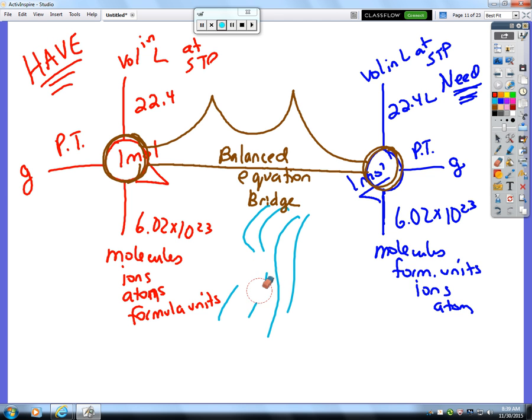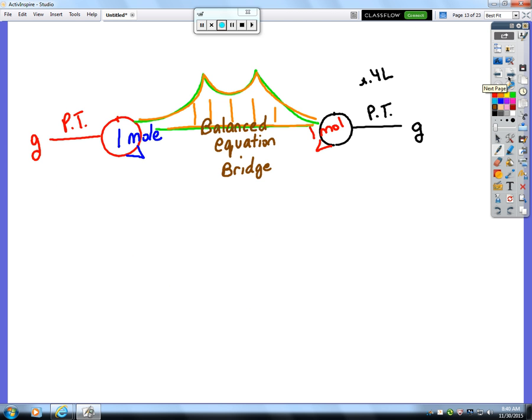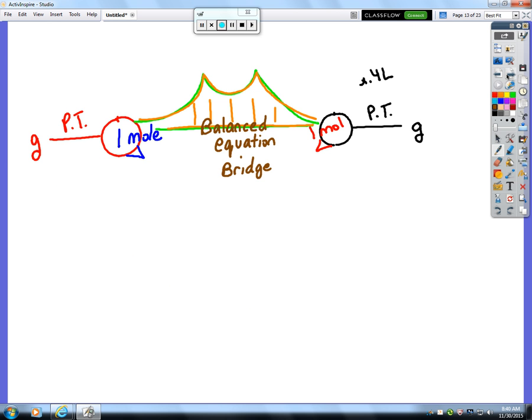And in that bridge, there are coefficients. And those coefficients have a fancy name. We've called them molar ratios. So we are going to go ahead and call this the molar ratio river and the coefficient rapids. And you can see very clearly that there's a balanced equation that goes between them. So let's do some problems that help us use this. And for the problems we're going to do right now, we're only going to use parts of it. We're not going to use the part that goes between volume or molecules. We're simply going to look at this leg of the bridge, okay?